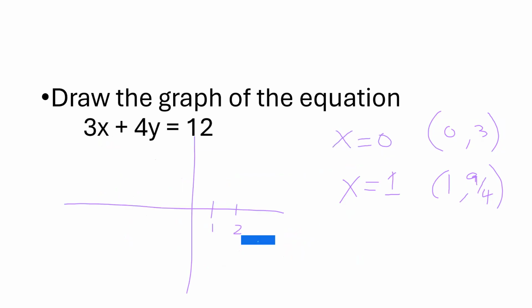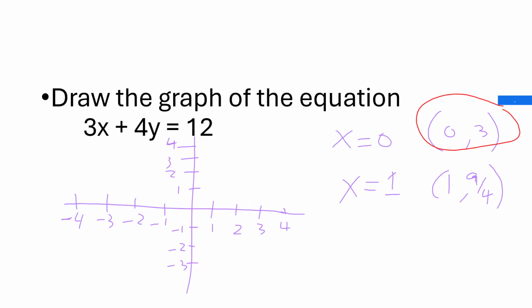1, 2, 3, 4, -1. So these are the x values on the x-axis. 1, 2, 3, 4, 1, -1, -2, -3. So I'm going to start with the first one, 0, 3. So x is 0, y is 3, somewhere here.